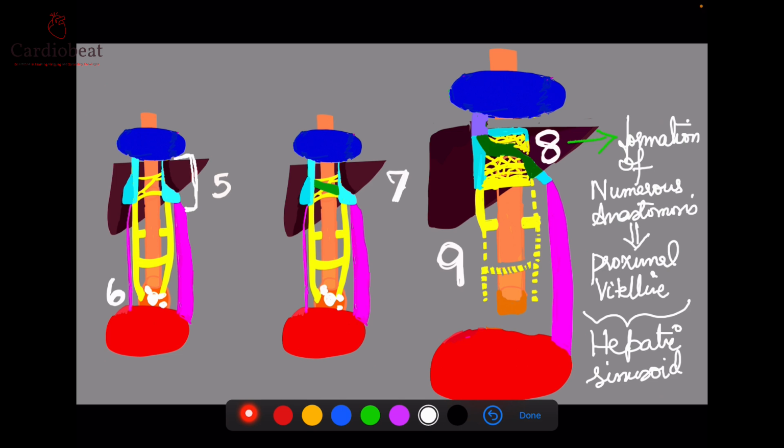Now, what is the ninth change that is happening? The ninth change that is happening is across the middle and the distal portion of the vitelline vein. Some of the anastomotic channels disappear and some portion of the vitelline vein also disappears.